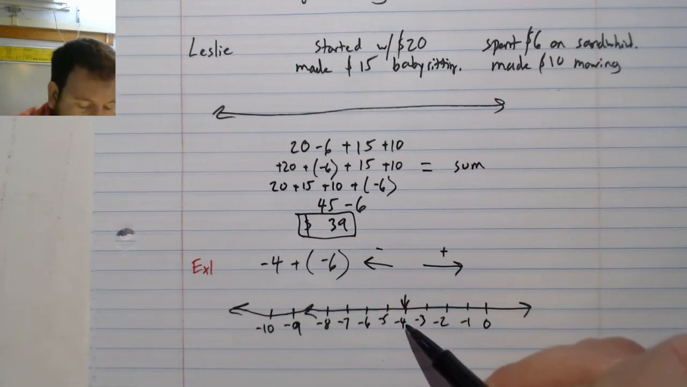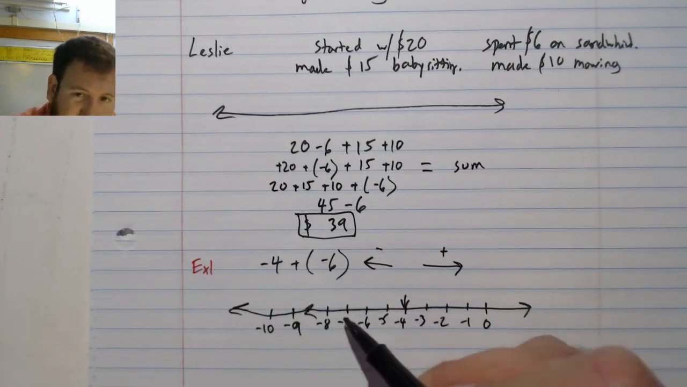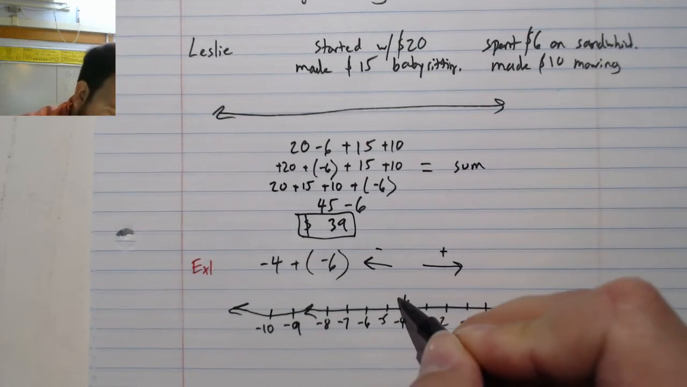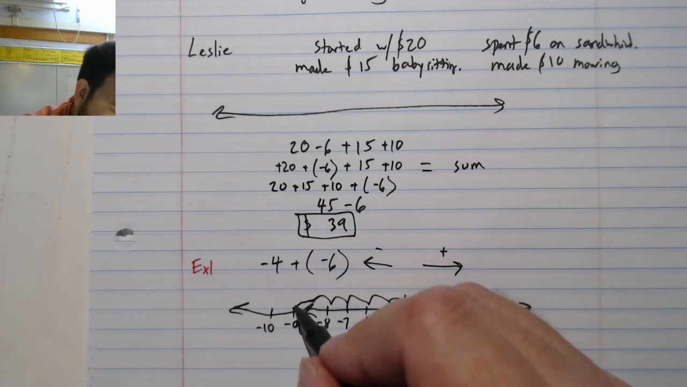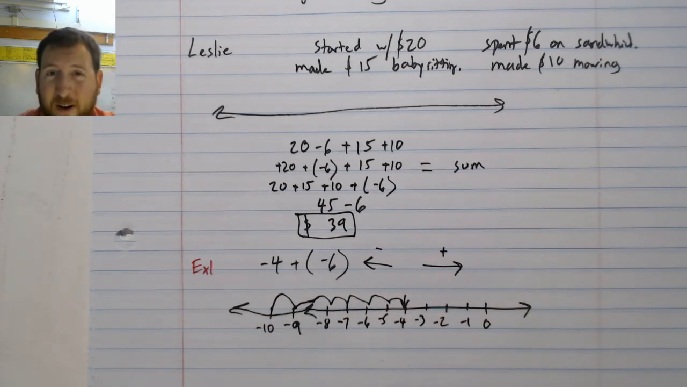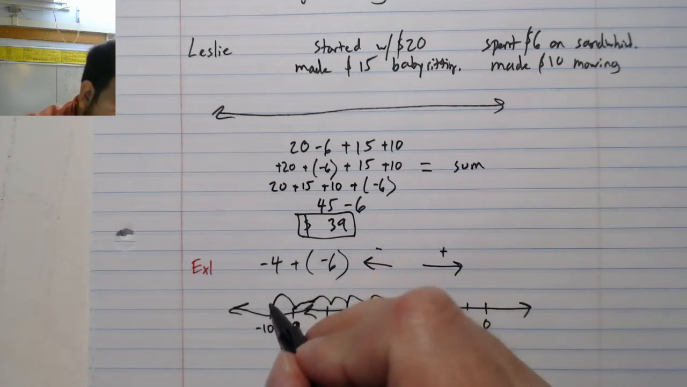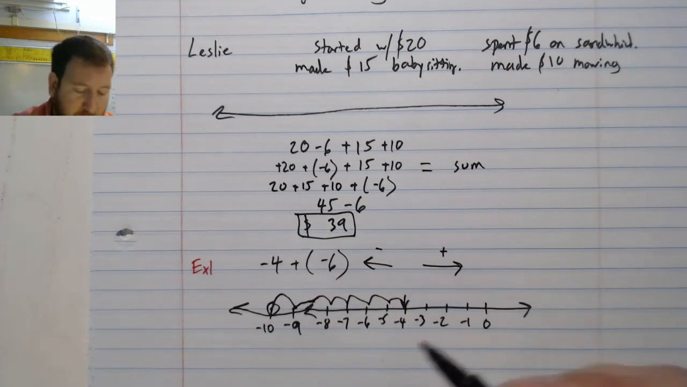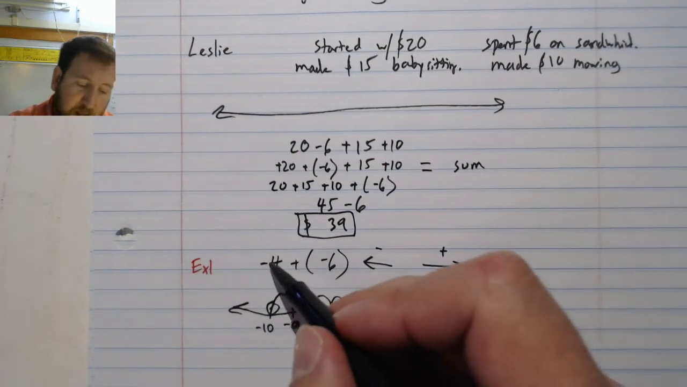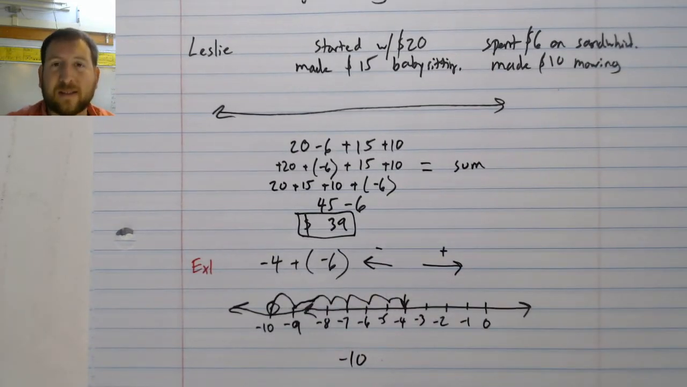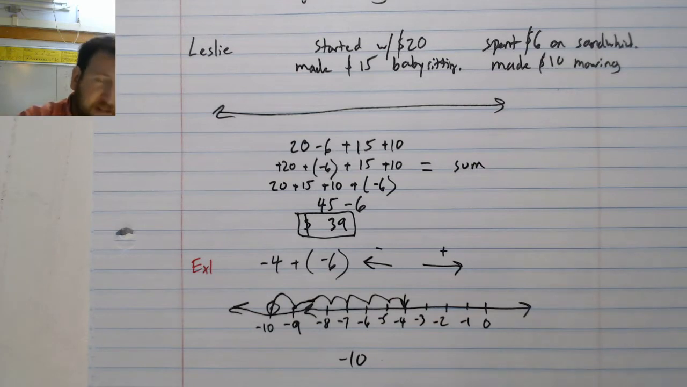So if I'm at -4, I need to move 6 spaces left, right? So I can go 1, 2, 3, 4, 5, 6. Wow, my number line was terrible there. Hopefully yours is better than mine. And I can see that I end on -10, right? And now I should be able to do this in my head as well, because I can always think of this as -4 minus 6, and I know that minusing 6 will always move me left.